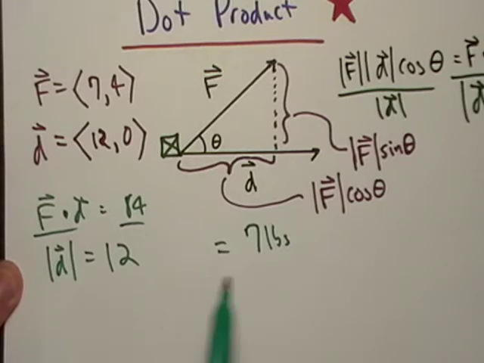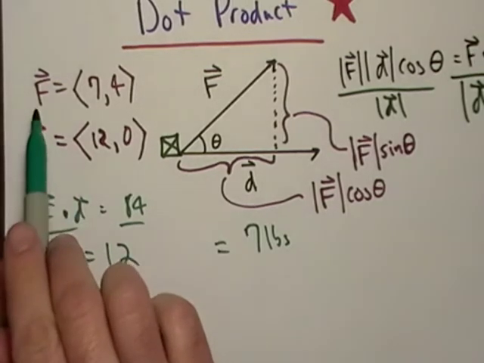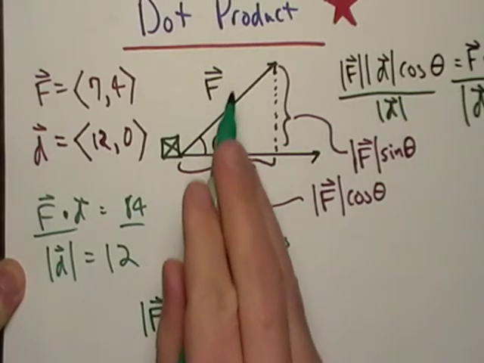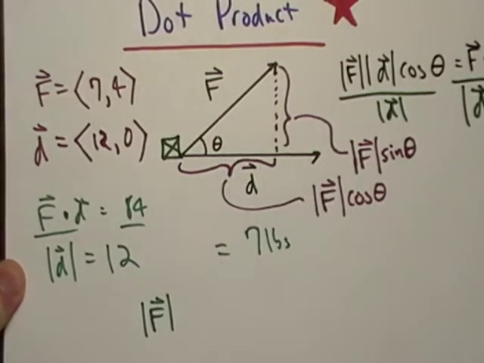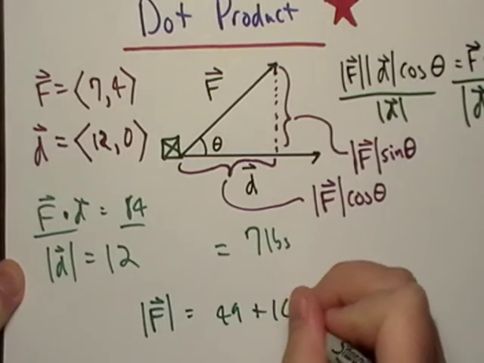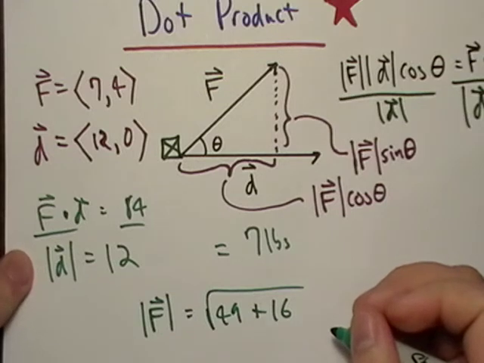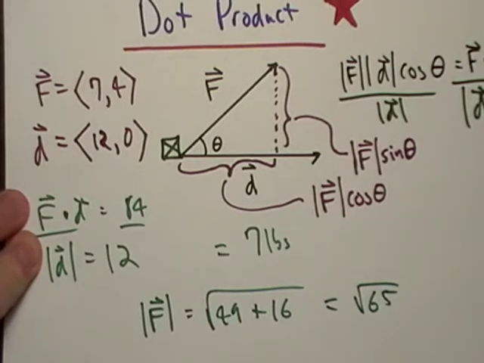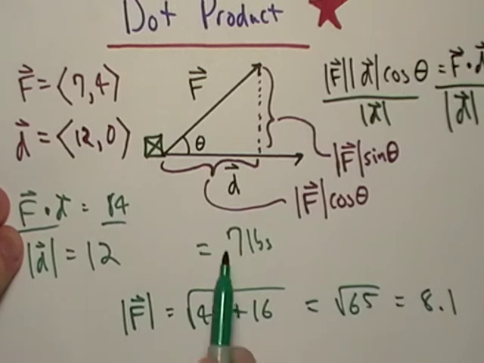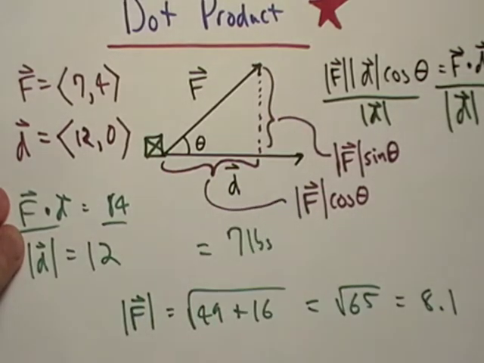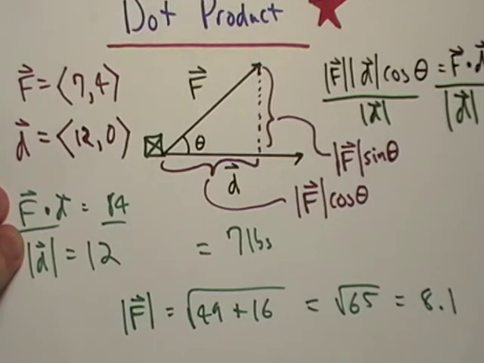Now let's check and see if this seems logical. Let's take the magnitude of f. This magnitude should be less than this one, because not all the force is going to make it into a horizontal state. So magnitude of f, that's 49 plus 16, which is 65, so the square root of 65. If it was square root of 64, it would be 8, so it's going to be a little bit bigger than 8. Let's just call it 8.1. It seems like a logical answer, doesn't it? Because if I applied 8 pounds this way, and only 7 of it made it horizontally, sounds pretty good to me.